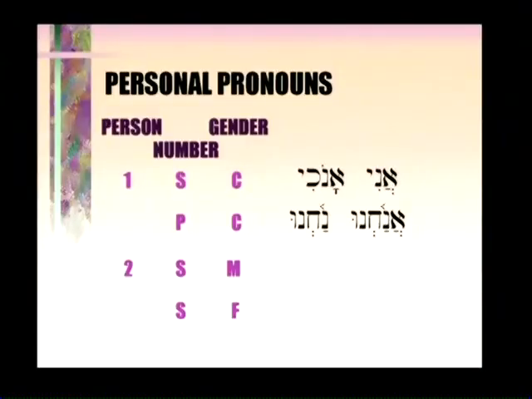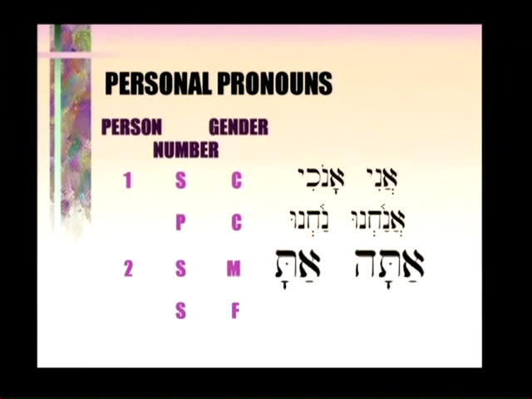Then in the plural, we have anachnu or nachnu. Everyone? Anachnu, nachnu. All right? What does that mean, Franz? It's We. The plural, first person, is we. First person is I and we. Second person is you. Third person is he, she, it, and they.